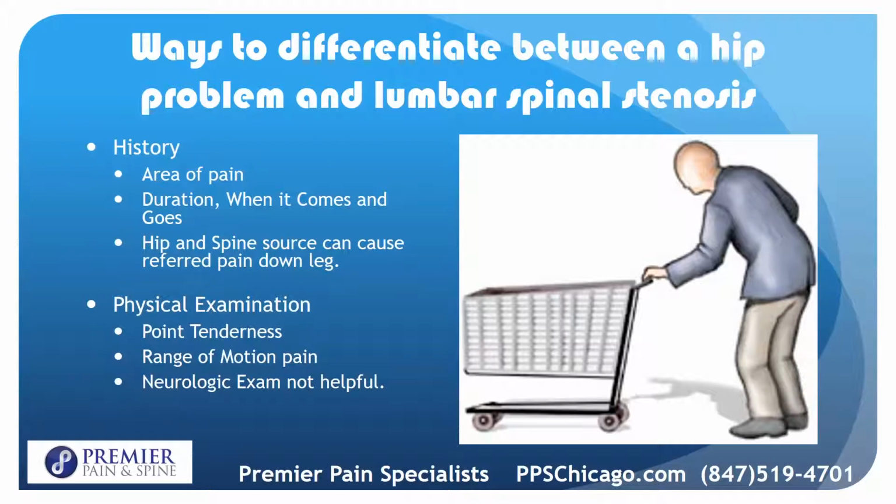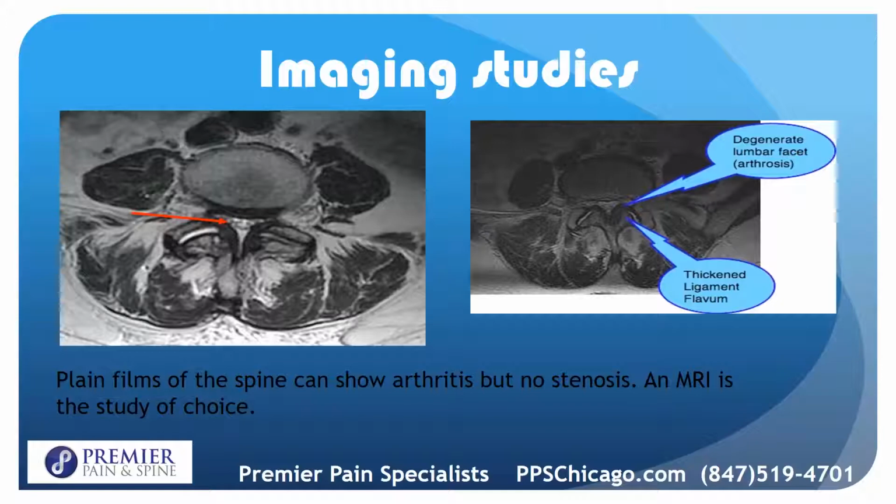I put this picture in here of a person leaning on a shopping cart because spinal stenosis is very positional. If someone is leaning forward for a certain activity, they'll often say that it feels better. So the textbook answer is, oh, I go to the grocery store and I feel better when I lean forward on the shopping cart. Imaging studies can be helpful but not definitive.